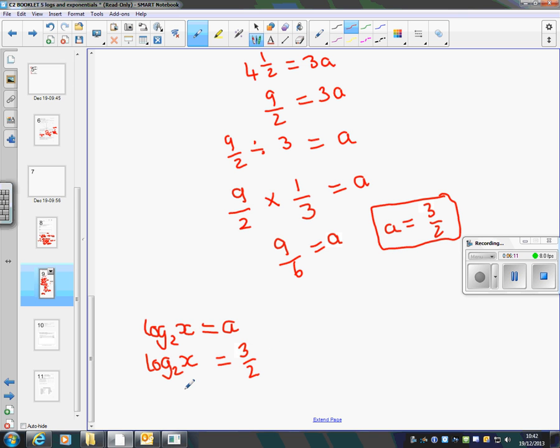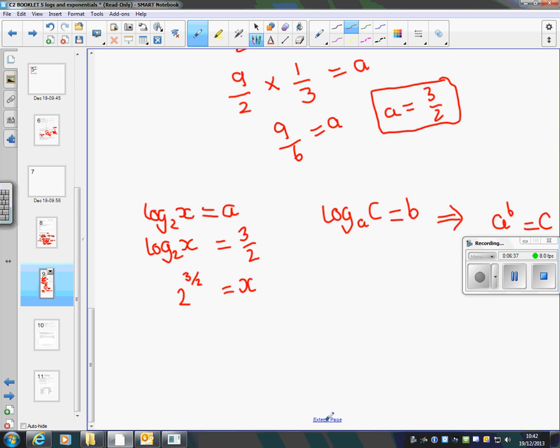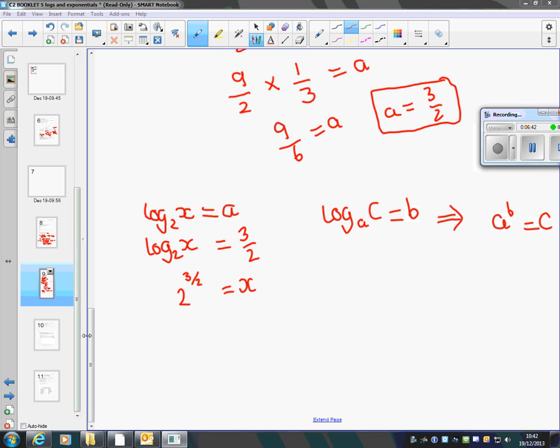Now it's then spotting this form. On the very first page of your booklet, we know that if we've got something in log form, log to the base a of c is equal to b, we can rewrite that in index form as a to the power b equals c. So we can rewrite this as 2 to the power 3 over 2 is equal to x. So that's using the very first rule or law of logs that you came across right at the start of the chapter. So we just need to work out 2 to the power 3 over 2.